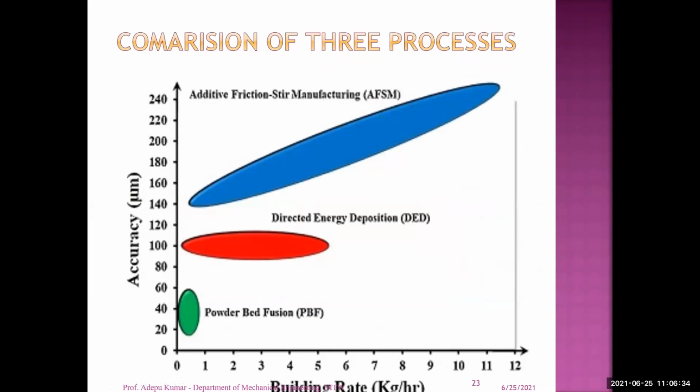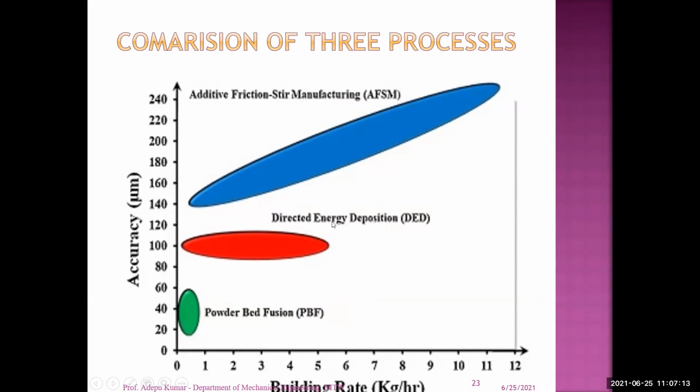So what are the advantages of using this additive friction stir manufacturing process? You can see the accuracy as well as the building rate. This is the powder-based fusion process, and this is the direct energy deposition process. These two are beam-based additive manufacturing processes. Now we are talking about the green color, that is additive friction deposition. So you have a wide spectrum with respect to the accuracy as well as the building rate. The building rate is much higher than the powder-based additive manufacturing process.